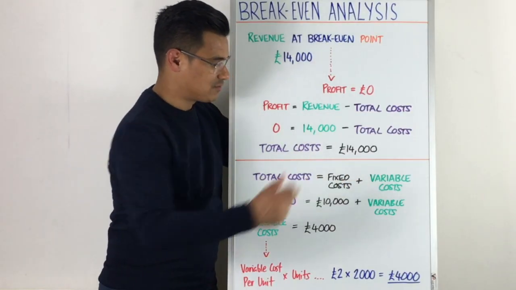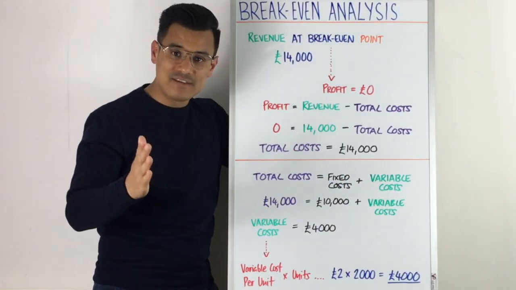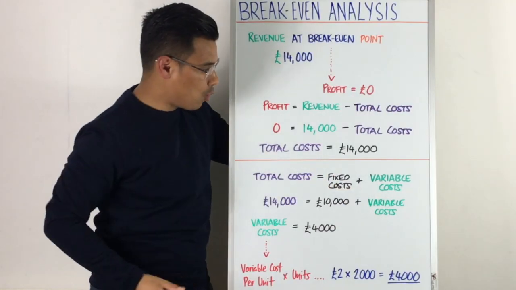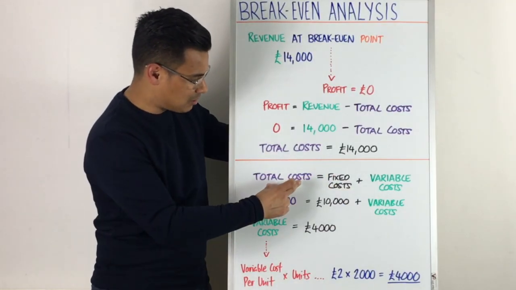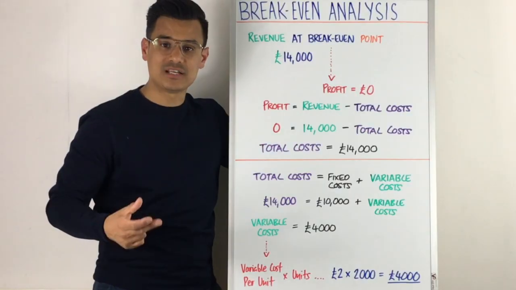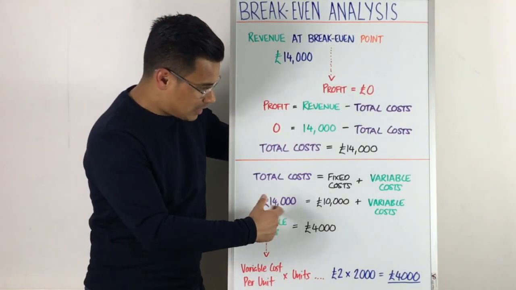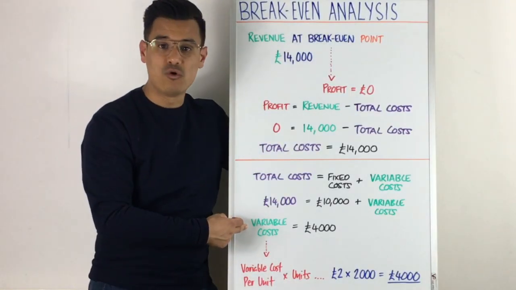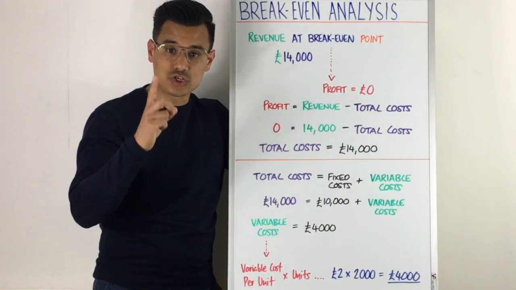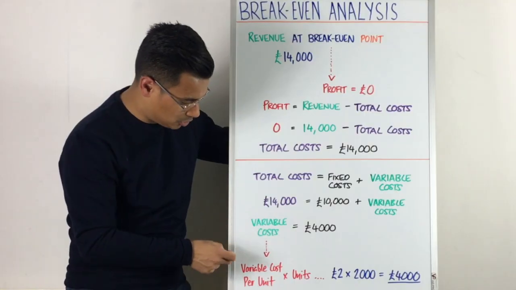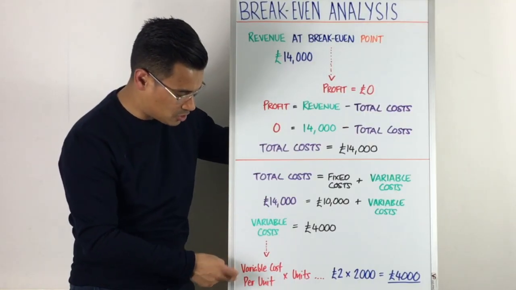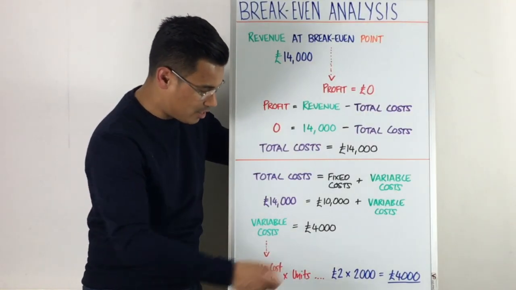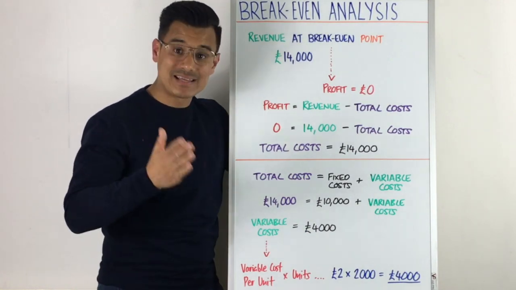So you've calculated that your total costs are £14,000, and you know that total costs equals fixed costs plus variable costs. But you were given in the question that fixed costs were £10,000, and you've just calculated that total costs are £14,000. So if you go through this formula, clearly variable costs are going to be £4,000. Now you can check that against the question because variable cost itself is variable cost per unit, per one thing, times the units at break even.